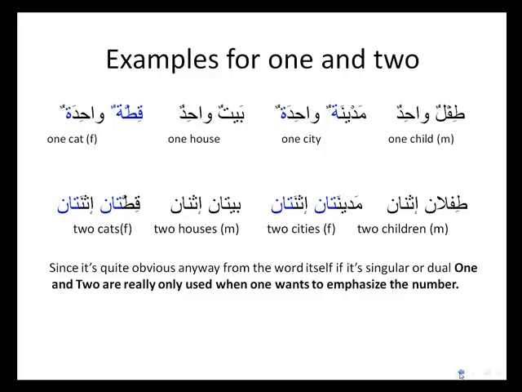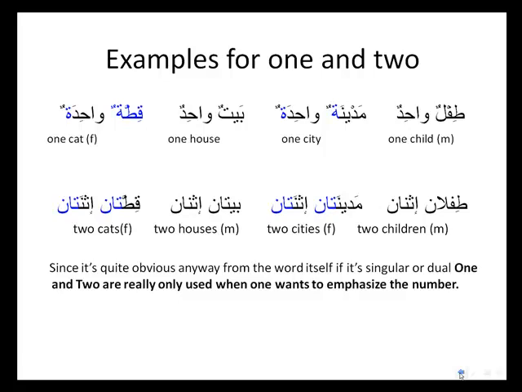And we got some examples for 1 and 2, and as you can see, they work exactly like adjectives. They come after the word and they agree in gender and in number. طفل واحد, مدينة واحدة, بيت واحد, قطة واحدة. And the same for 2. طفلان اثنان, two children. مدينتان اثنتان, two cities. بيتان اثنان, two houses. قطتان اثنتان, two cats, two feminine cats.